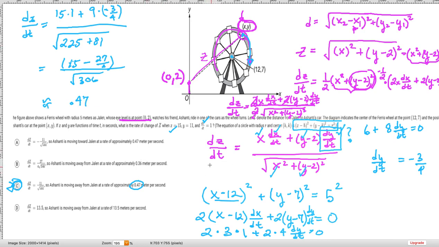The key here was those two relationships. First, you use the distance formula for z, because z is essentially the distance between Jalen's eyes, the eye level, and Shanti's car. And then the other relation that we needed to use to get dy/dt was the fact that this is a circle. This point (x, y) is always satisfying the equation for a circle with center (12, 7). And using those two things, you can solve for the rate of change of z.